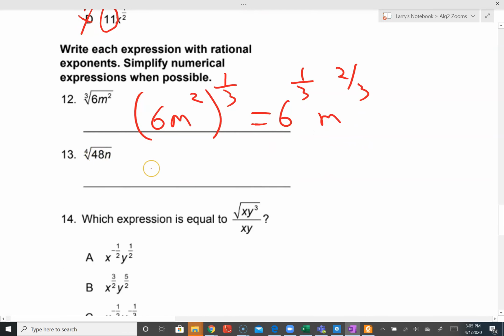This is the 4th root of 48n. I could write this as 48n to the 1/4, which is equivalent to 48 to the 1/4, n to the 1/4. Noting that both of these have an implied 1 exponent. The power rule says power times power multiply. Multiplying 1/4 times 1 yields both of those exponents.